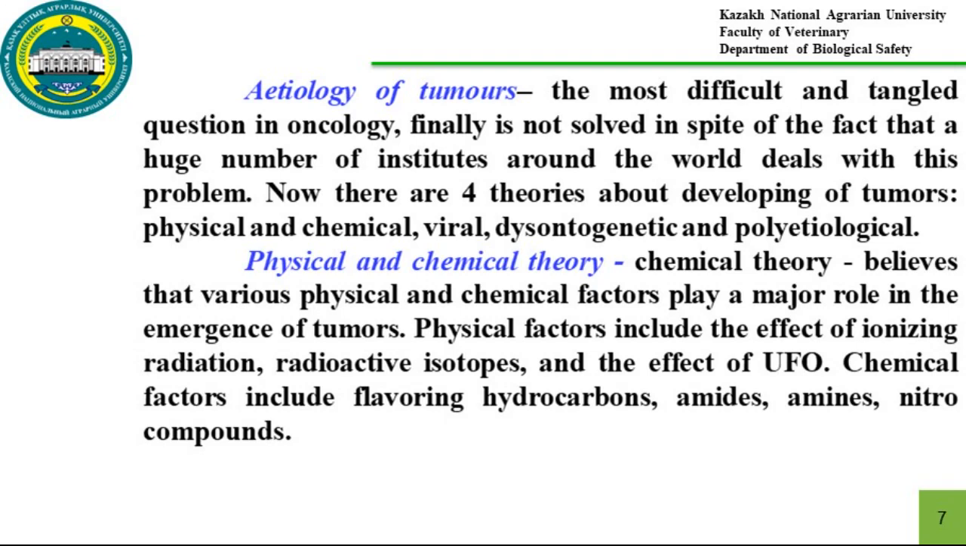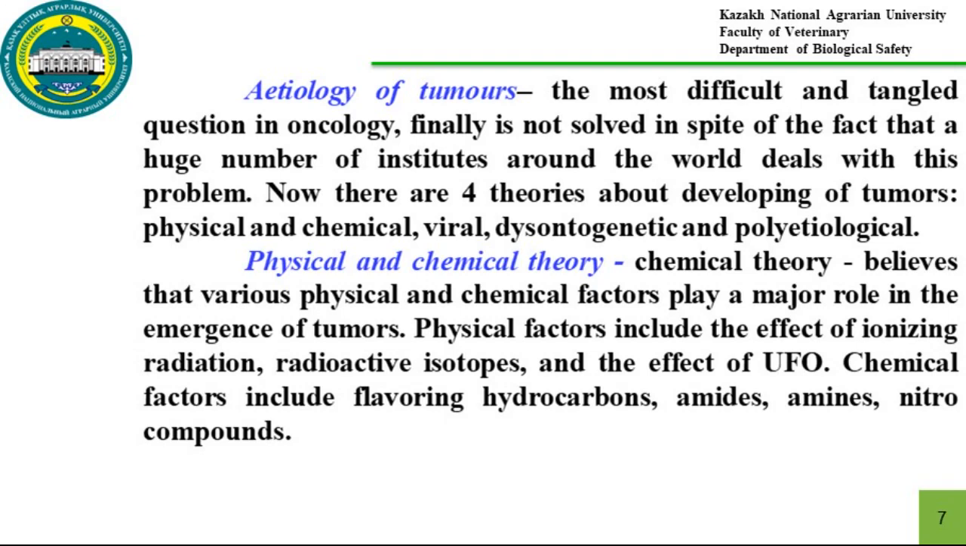Etiology of tumors is the most difficult and tangled question in oncology, and it is finally not solved in spite of the fact that a huge number of institutes around the world deal with this problem. Now, there are 4 theories about the development of tumors: physical and chemical, viral, dysontogenetic, and polyetiological.